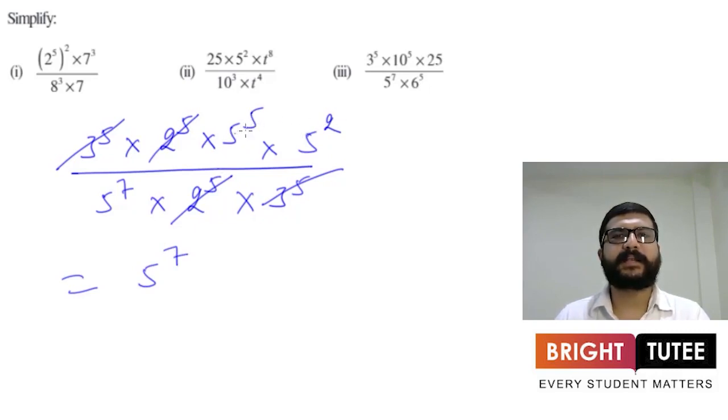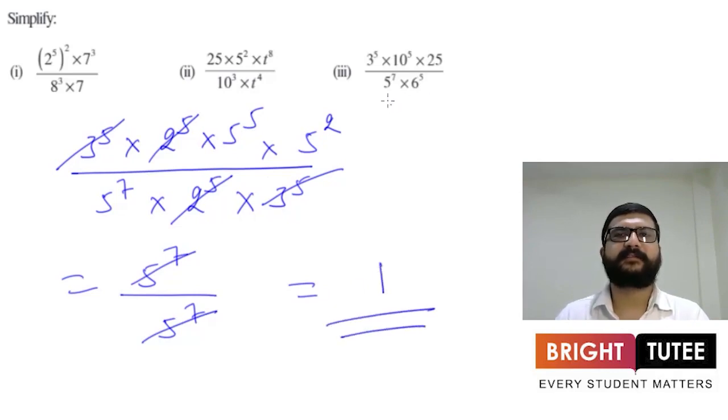We are multiplying two powers with same base. We will keep the same base and we will add exponents. Now 5 to the power 7 divided by 5 to the power 7. Again it can be cancelled out, so we are left with 1. So 1 is the final answer for this question.